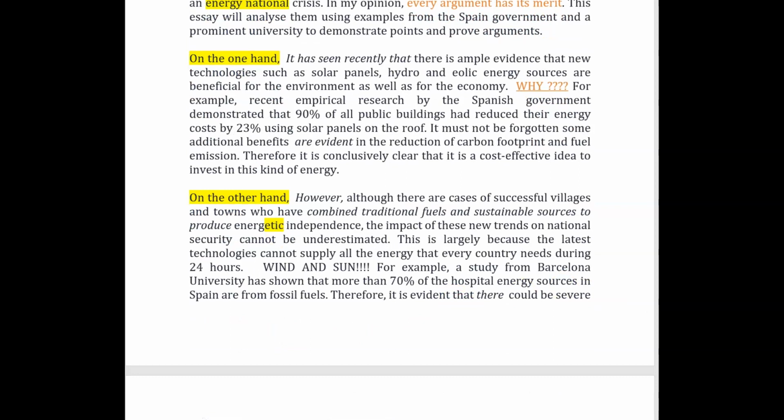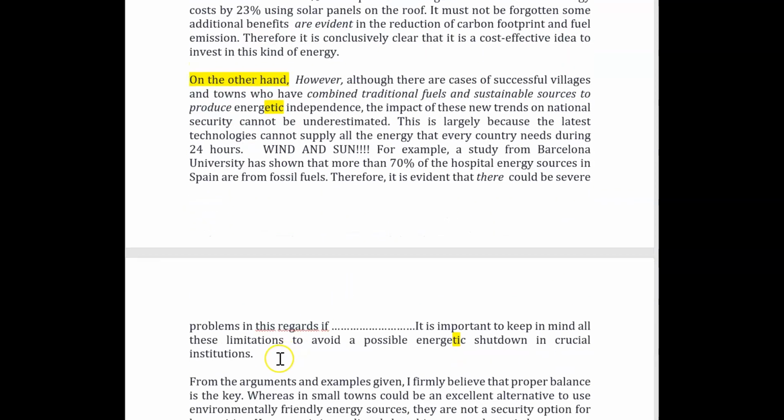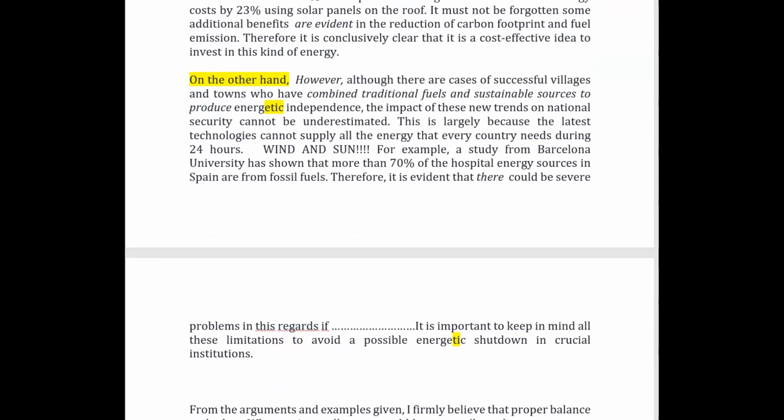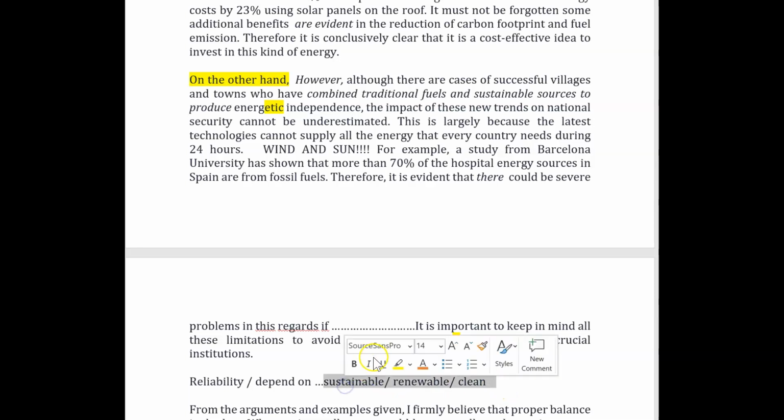Keywords here you could be using, vocabulary: reliability. So you've talked about security, but really we mean reliability. And can we depend on it? Yeah, so that sort of vocab I'm looking for as well. Other words for green are sustainable, like I said, renewable. We talk about clean. So all those words I'd like to see in there as well. So extra vocab there, but really, really good.